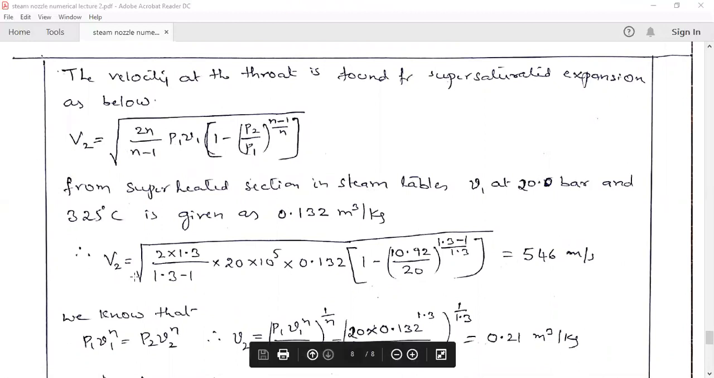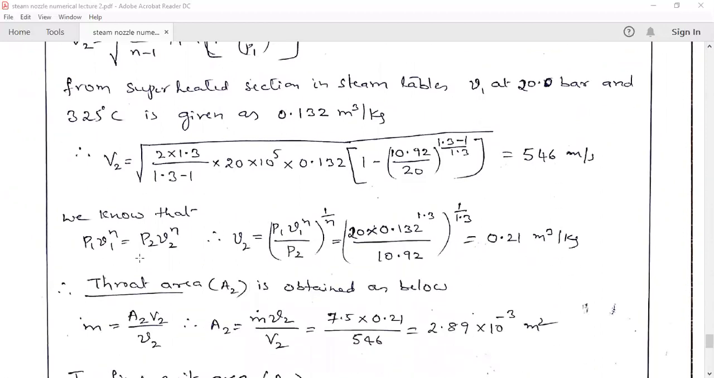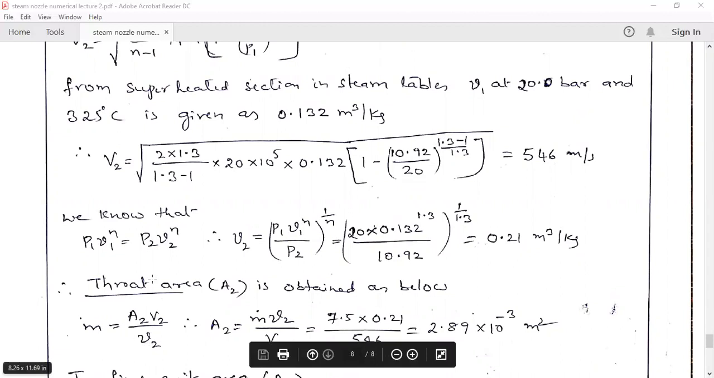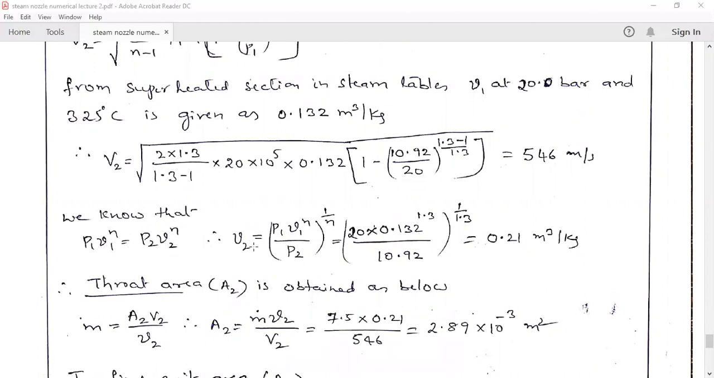So substitute, you will get V2 equals 2n by n minus 1, P1 value we know, v1 value we know, into 1 minus (P2 by P1) power n minus 1 by n. If you substitute, you get the velocity of 546 meters per second. Then to get the mass flow rate, you need the specific volume at the throat. Since it is an isentropic process, P1 v1 power n will be equal to P2 v2 power n. From that, substitute, get the specific volume v2 value. It will be equal to 0.21 meter cube per kg.